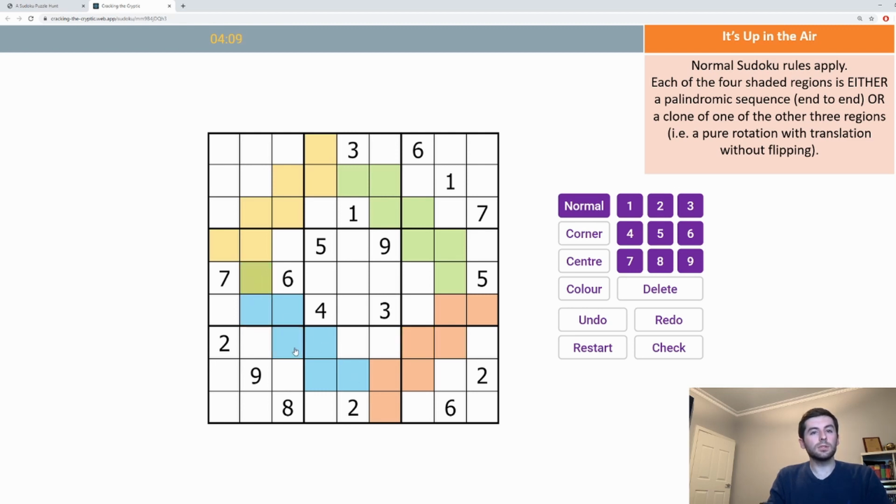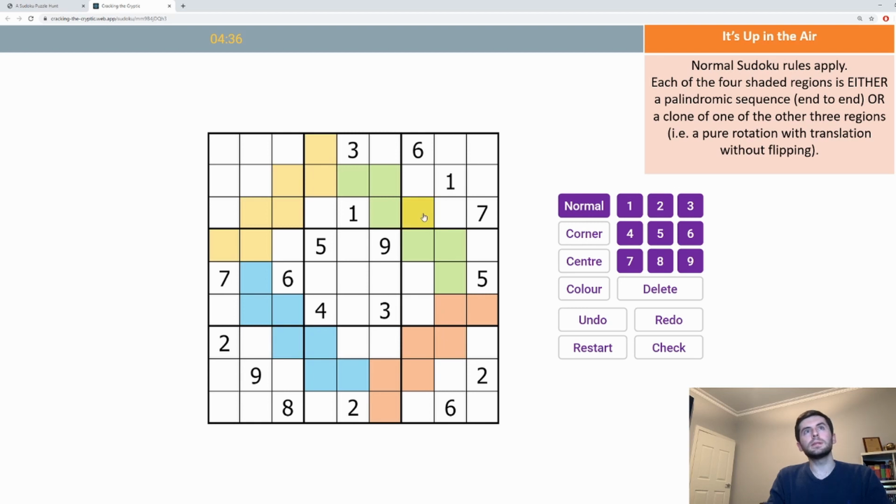I suppose the other option is whether the blue shape can be a clone of the green shape. But if you remember from where we worked out where this first cell would be equivalent in all four shapes, that also excludes blue and green from being clones of each other, because the first cell along shares the same row. So the blue shape can't be a clone of either the yellow, green, or red shapes.